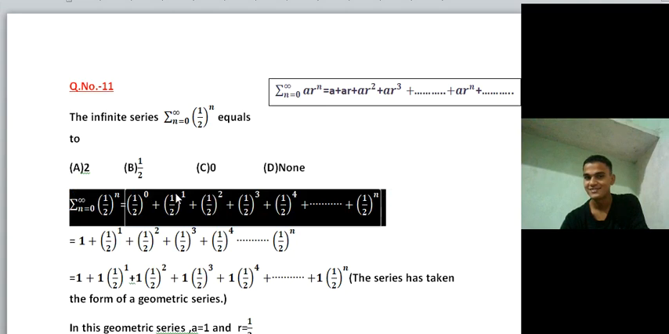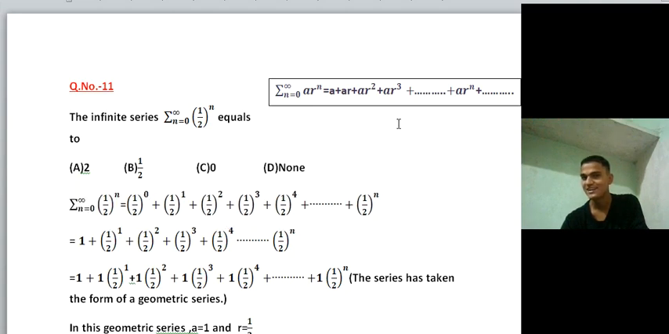Okay, so we have to find out the sum of all these terms. This is 1 by 2 to the power 0, 1 by 2 to the power 1, 1 by 2 to the power 2, 1 by 2 to the power 3, and so on. So 1 by 2 can never be the answer to this question. Then 0 can never be the answer.